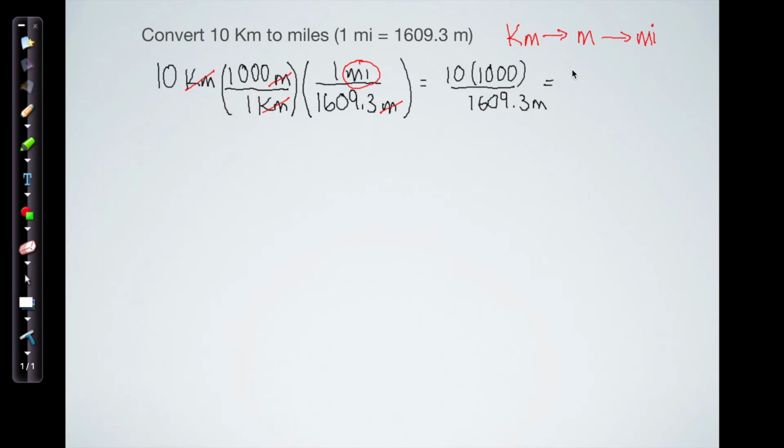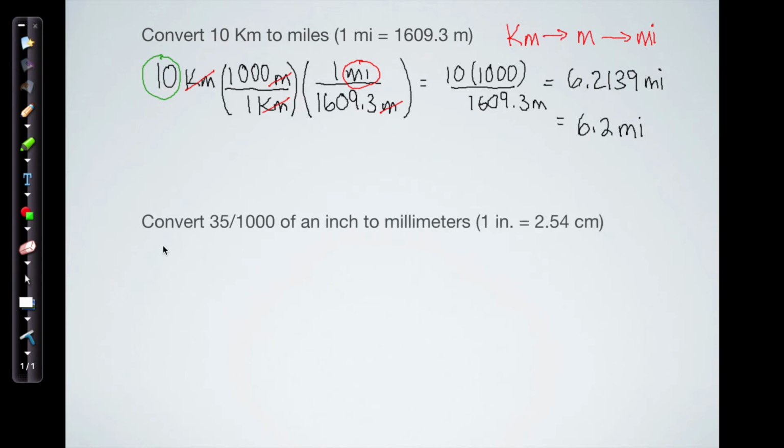Now the calculator gives me 6.2139 meters, excuse me, miles. But I have to be aware that I only have two significant digits of precision in my original distance, 10 kilometers. So I have to use the correct number of significant digits here and just go with 6.2 miles.